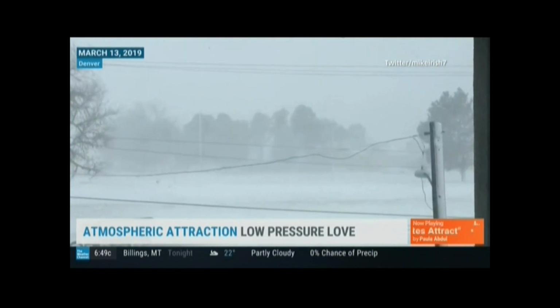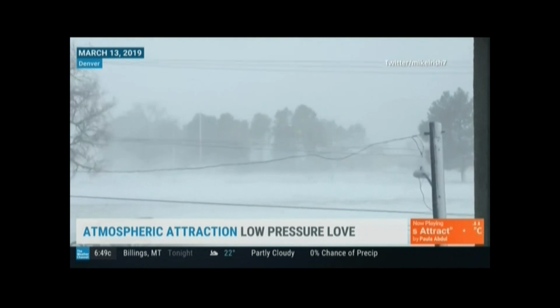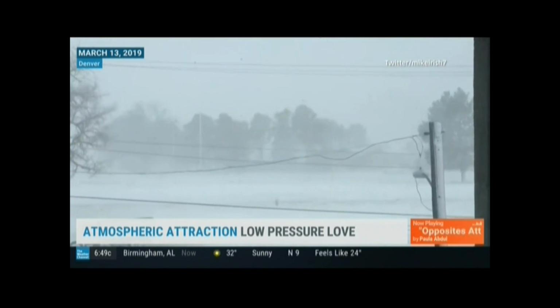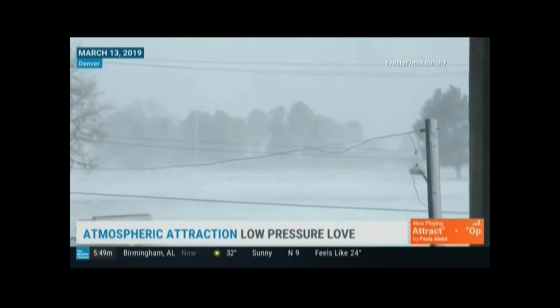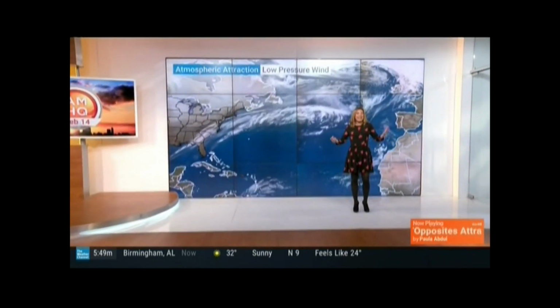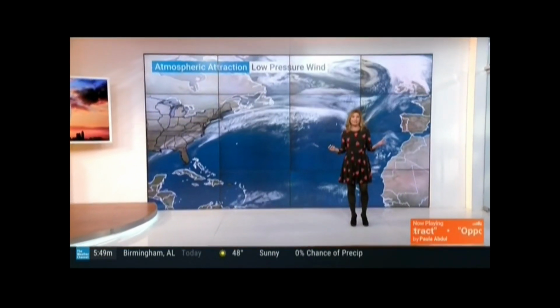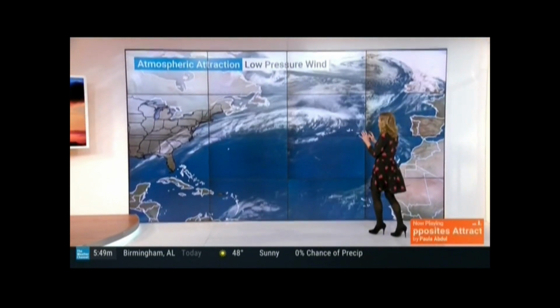You know, we saw this love floating through the air last year in Denver. That's when the city was hit with a bomb cyclone, whipping up some strong, gusty winds. Yeah, it's all about low pressure and how it attracts air. It's literally the ultimate attractor in the atmosphere. We actually have one ongoing right now.